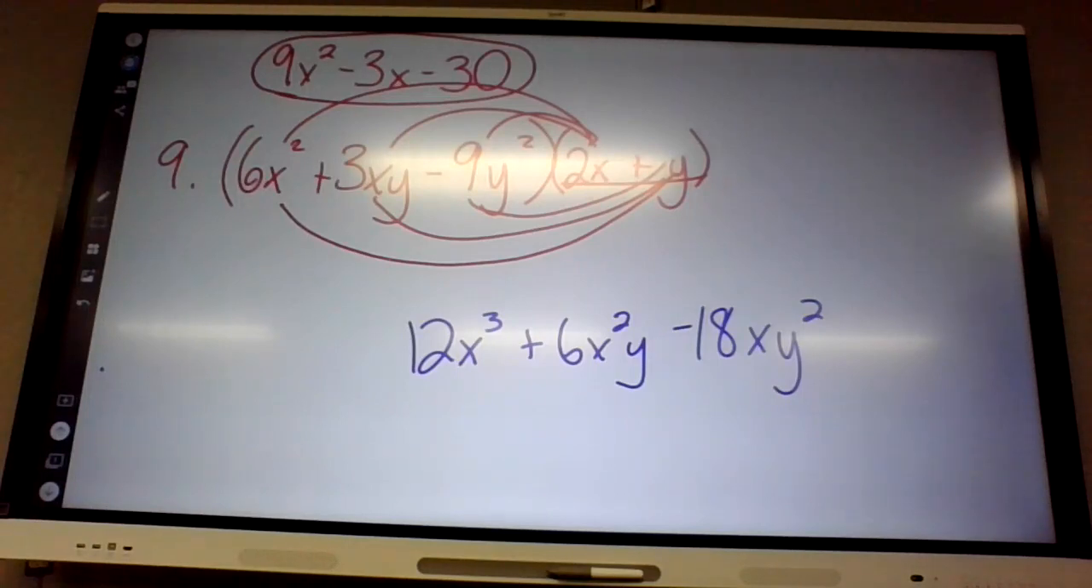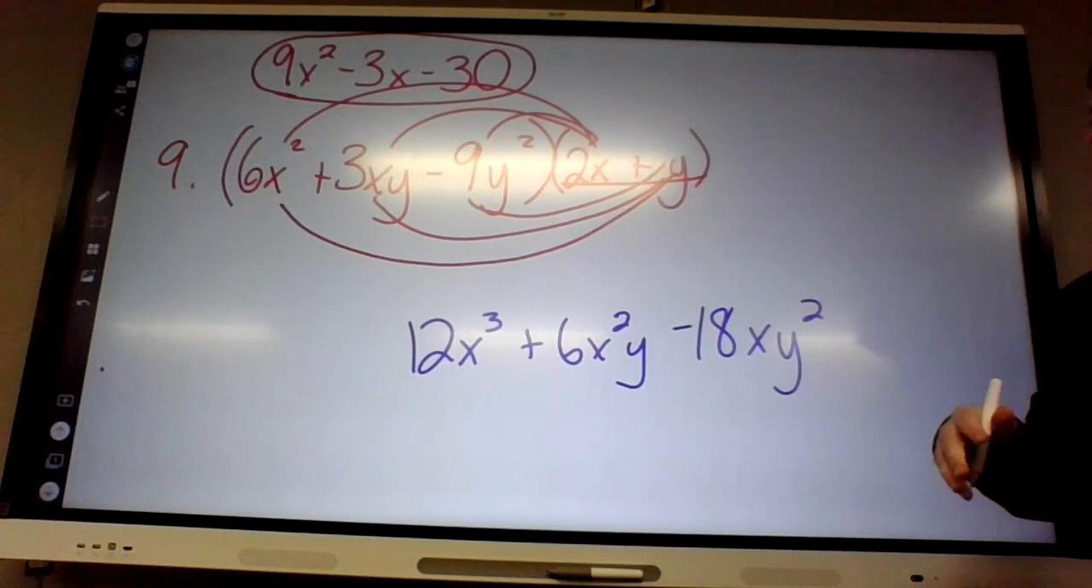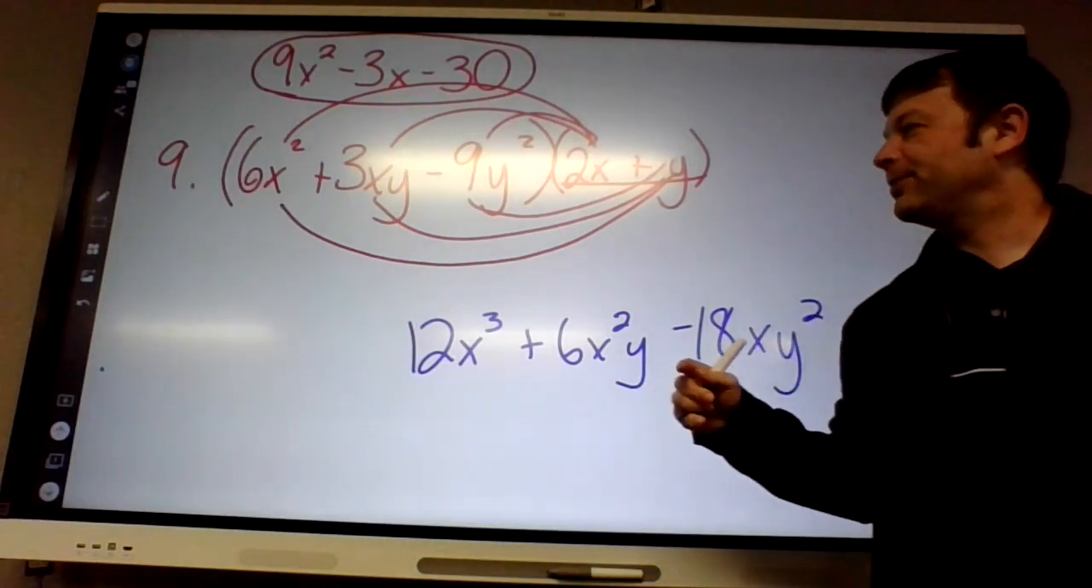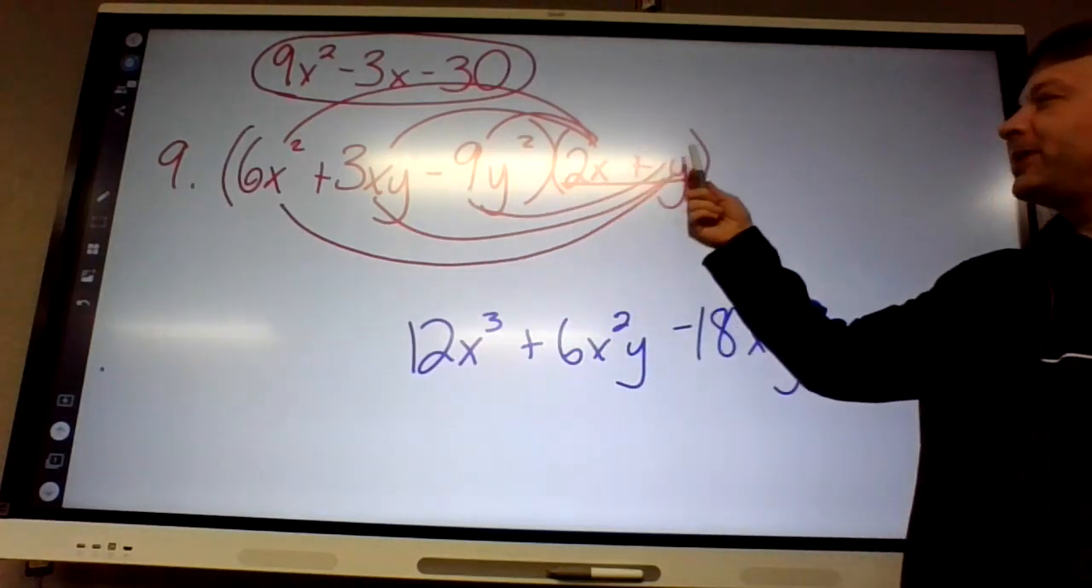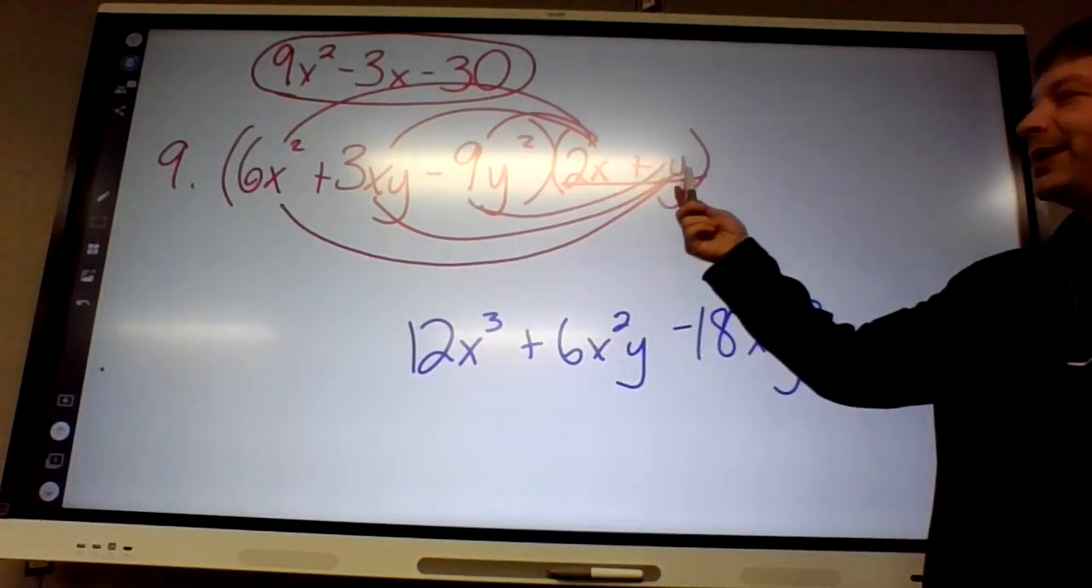Is the communism actually? Because I'm the one that's doing it, I'm going to put it in the right order. Okay. Now, you guys see what I just did? I multiplied all those by 2x. Now I'm going to multiply all of those by y.